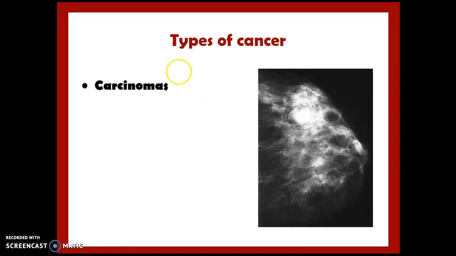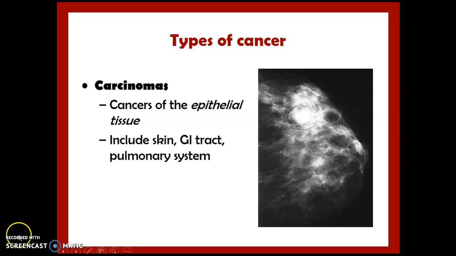One of the types of cancer is called a carcinoma. So carcinomas are cancers of the epithelial tissues, and if you guys remember your anatomy, you know that epithelial tissues are everywhere. They line every blood vessel, every duct, every organ. We have them there all throughout the body. So carcinomas can develop in any of these epithelial tissues.